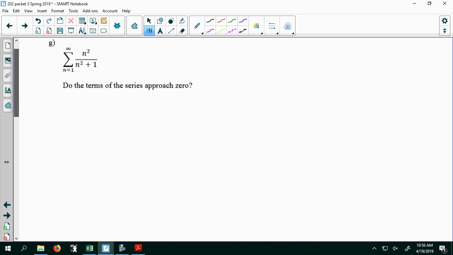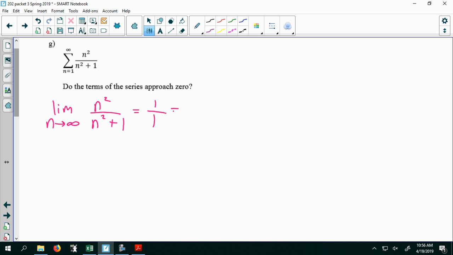Okay, just a couple more here. The sum of n squared over n squared plus 1. This is where the leading coefficients thing matters, right? So if I look at the limit as n goes to infinity of the terms, n squared over n squared plus 1, the degree of the numerator and the denominator are the same, so this limit is the ratio of the leading coefficients, which means the terms don't go to 0.